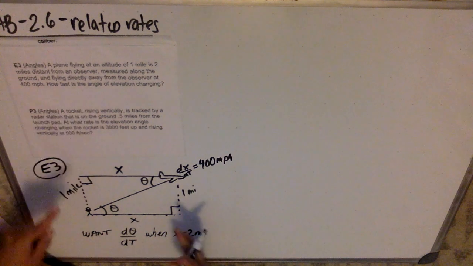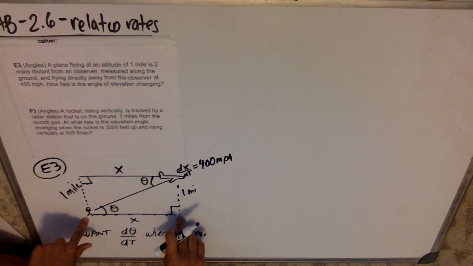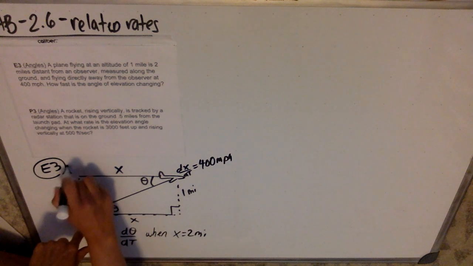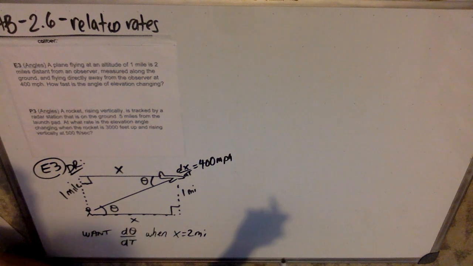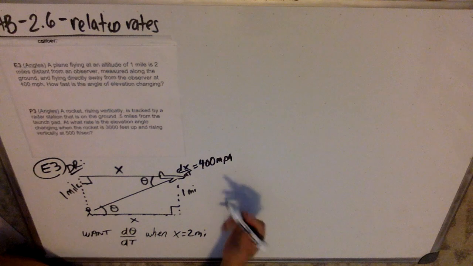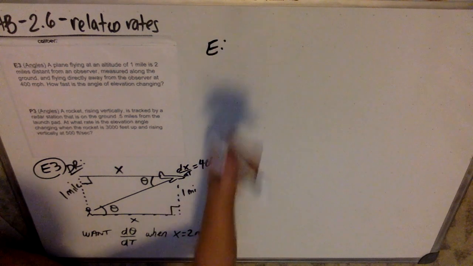Because they did mention that along the ground, the person is 2 miles from the plane. But again, that can't be on my diagram because that's not a constant, right? If that were a constant, it would mean the plane wasn't moving, and that's not how planes work, right? Okay, and we were also told the plane is moving. So now we get a little bit more difficult because now I need an equation that relates them.